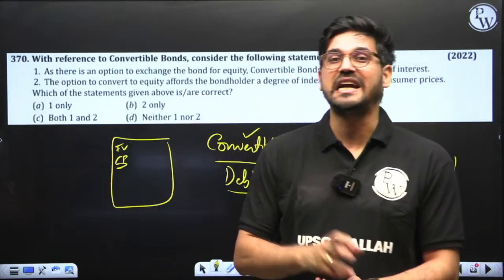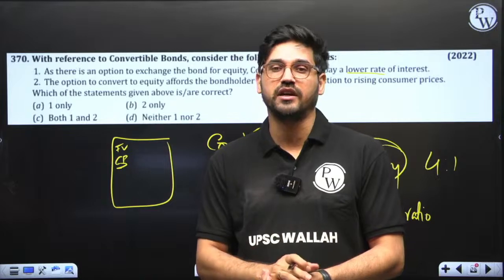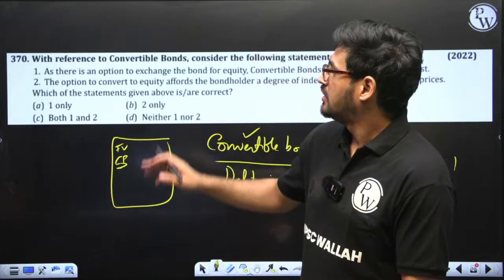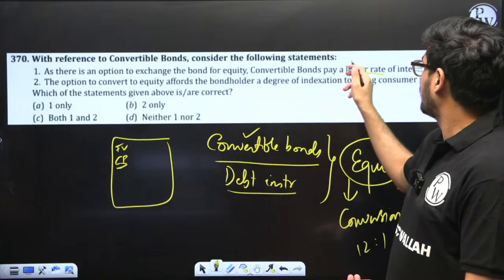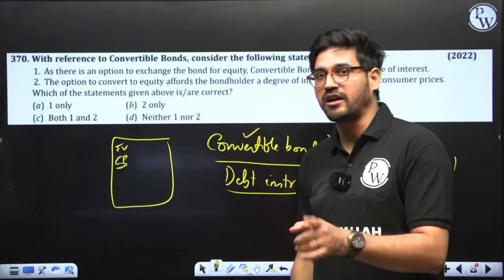This is what is called indexation benefit out of a convertible bond. As there is an option to exchange the bond for equity, convertible bonds pay a lower rate of interest. Yes, normally they pay a lower rate of interest.